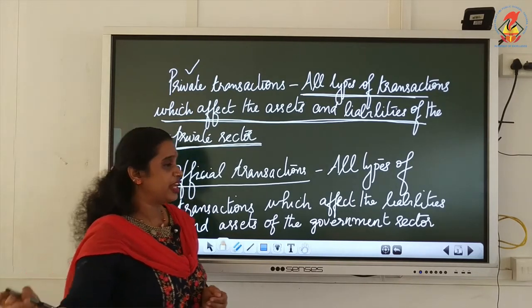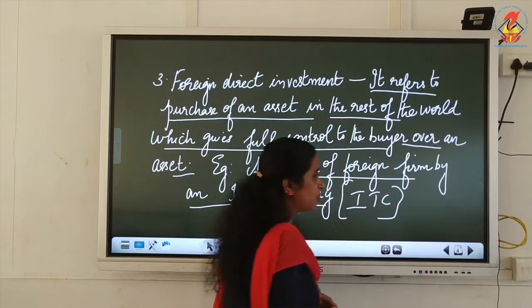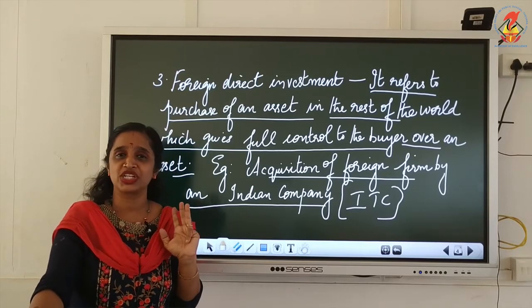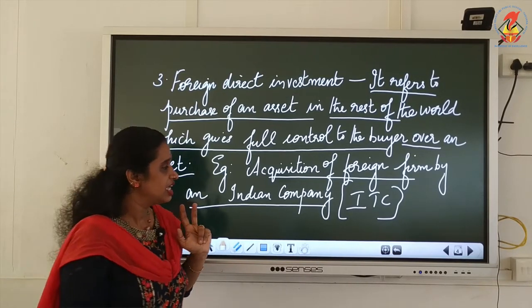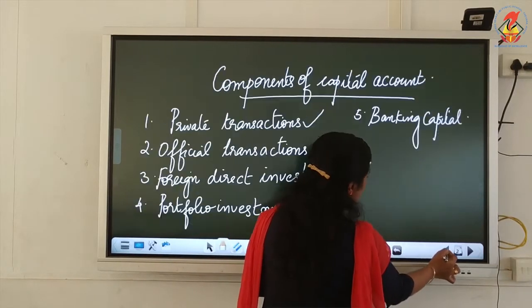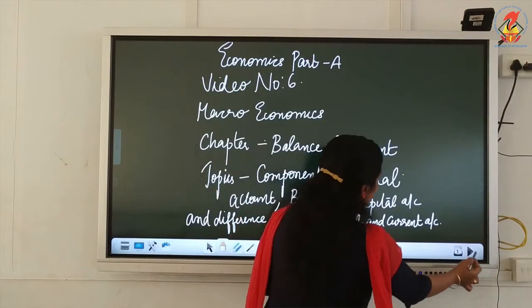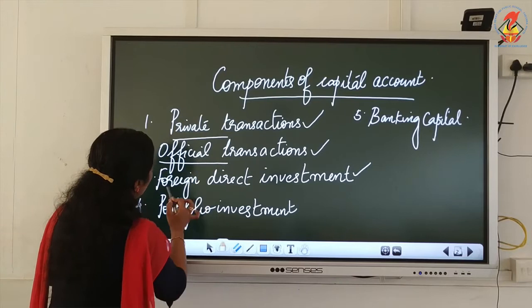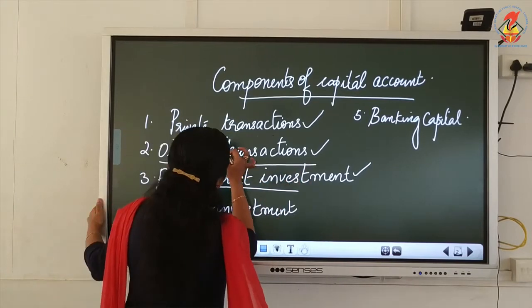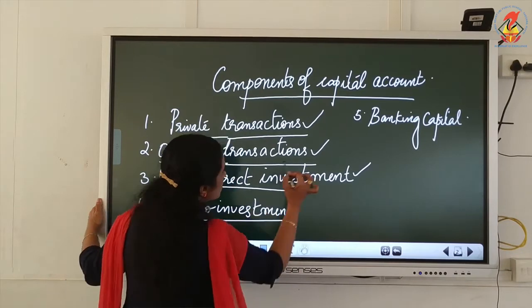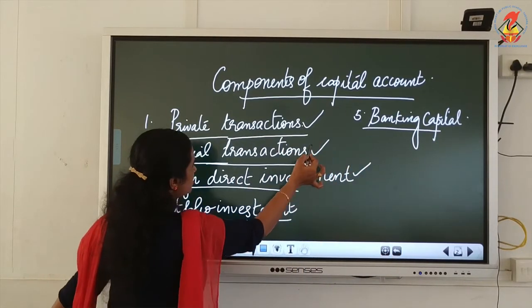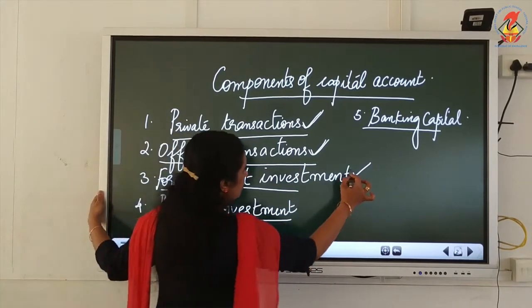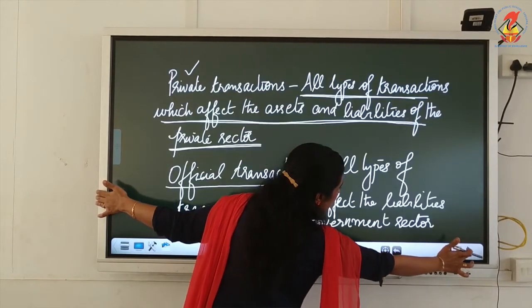Now, we will move on to the next component of capital account. So, how many components does capital account have? 5 components. They are private transactions, official transactions, then foreign direct investment, then comes portfolio investment and the banking capital. We finished with the first 2, that is private transactions and official transactions. Now we will move on to the next one, foreign direct investment.